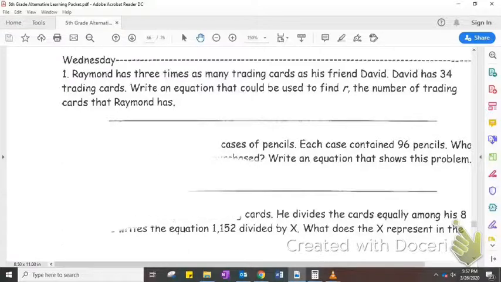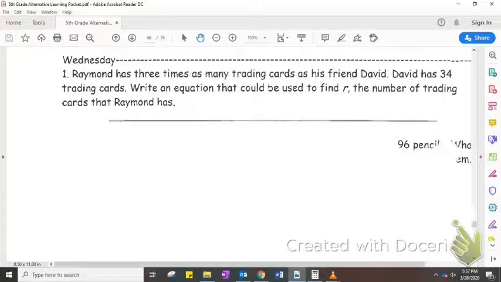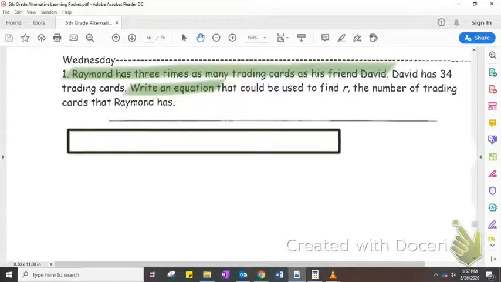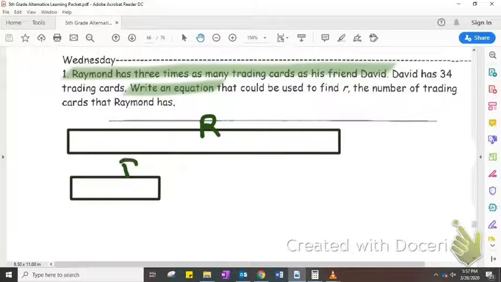All right, let's start with Raymond. They're asking us to write an equation here. Okay, so it says Raymond has 3 times as many trading cards as his friend David. Okay, so here would be Raymond. And here's David. Notice how I drew Raymond's box longer because he has 3 times as much as David.